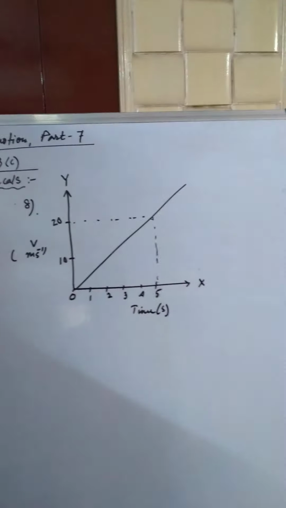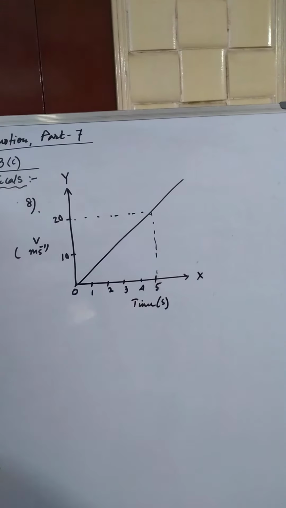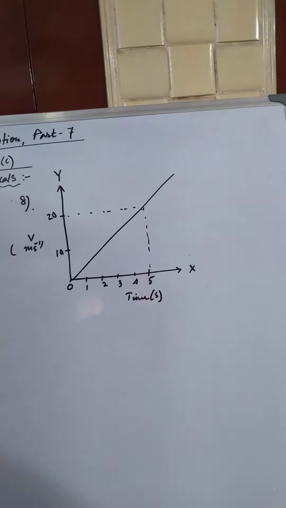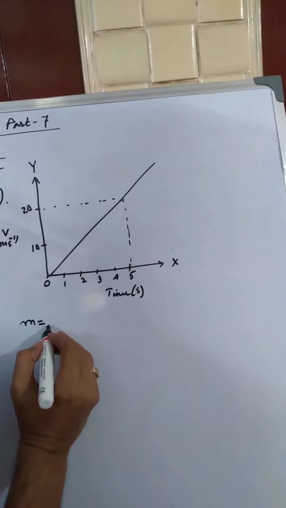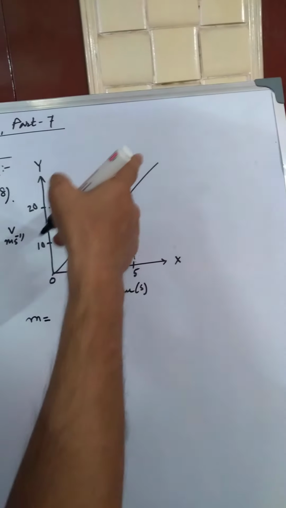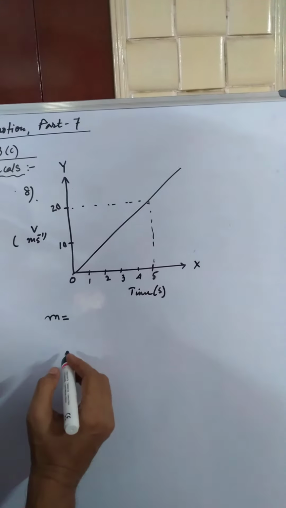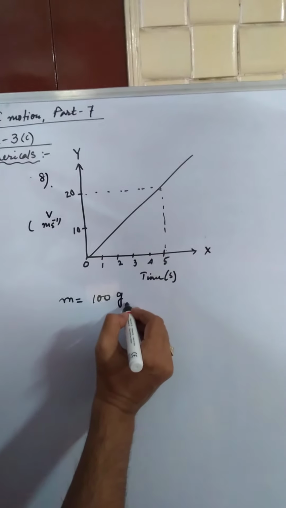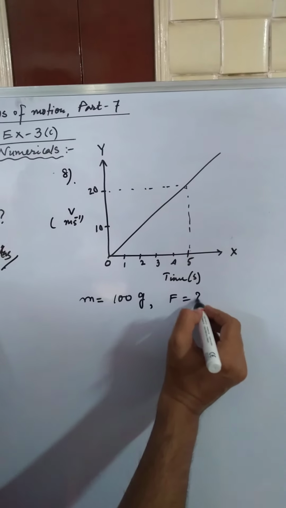That's why I draw the graph. It is not important, you have to draw the graph in the exam. Now here the question is, you have to study the graph. It is a velocity-time graph, and it is given that the mass of the particle is 100 gram, moving in a straight line, and you have to find out the force applied.